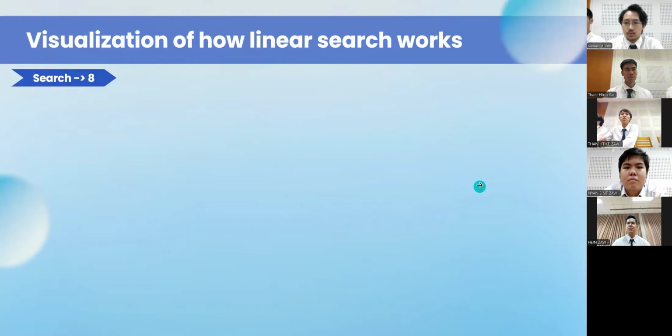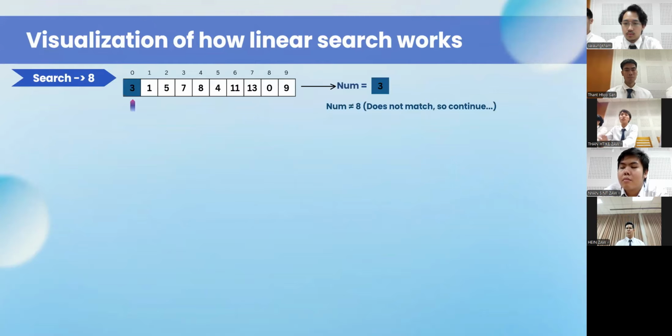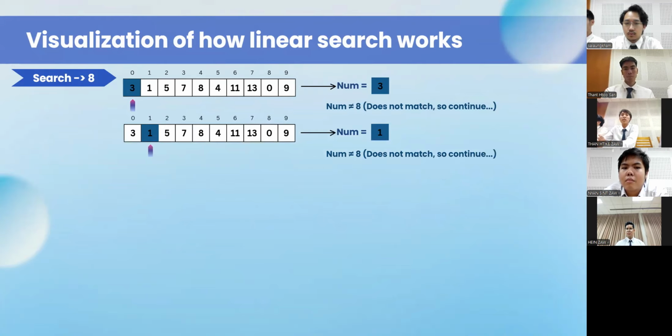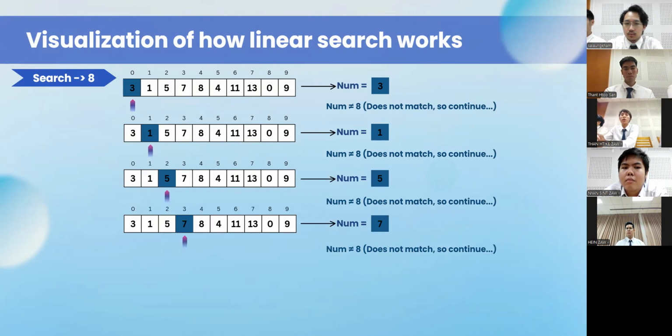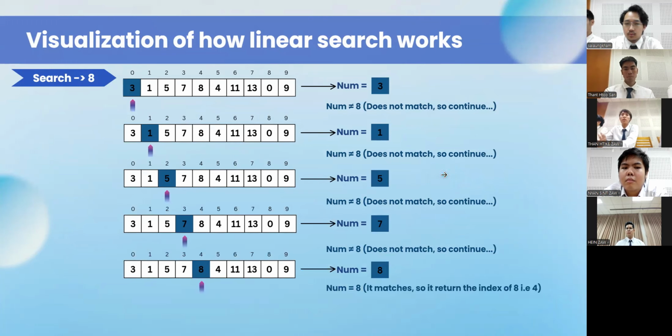And I will explain how linear search works using a simple example. Let's say we have an unsorted array and we want to find the number 8. We start from index 0, where the number is 3. Since 3 is not equal to 8, we move to the next element. It will continue and check each index one by one until 8 is found in the array. Finally, at index 4, we find 8. Since we found our target, we return the index 4 as the result. And this is how linear search works.